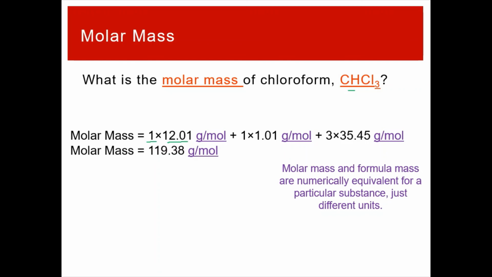We now call this gram per mole. That is why there are no units listed on those mass numbers on the periodic table, because they can represent both atomic mass units and grams per mole. But numerically, they are identical. So the mass of one molecule of chloroform is 119.38 AMUs. The mass of one mole of chloroform is 119.38 grams.